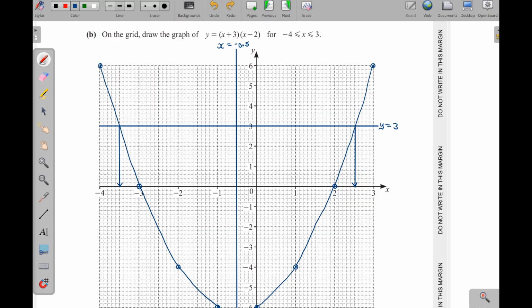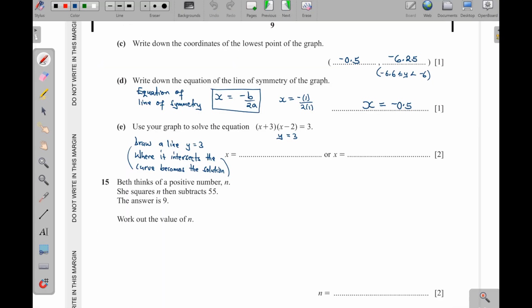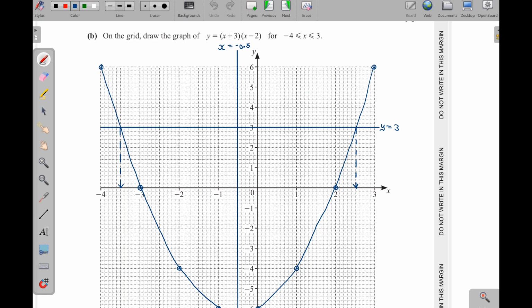Okay, I can see that here it wasn't so perfect, you see. And when you do that, you make this line, this one here, dotted, such that it doesn't interfere with the graph that you drew before. Okay, so I have negative 3.5 and then 2.5.